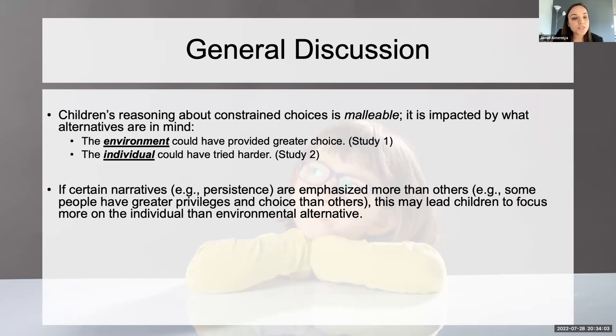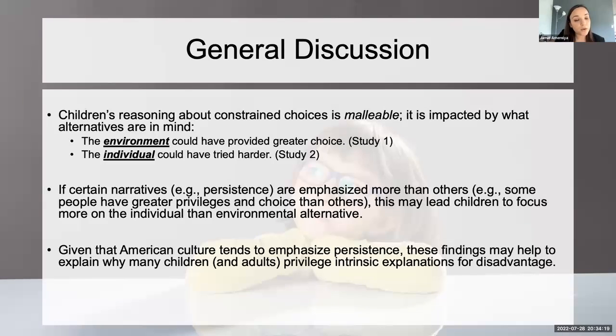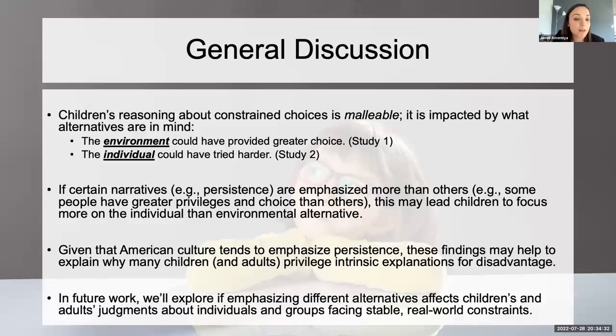And we conclude that if certain narratives, such as persistence narratives, are emphasized on average more than others, such as narratives about some people having greater privileges or choice than other people, this may lead children to focus more on the individual than the environmental alternative. And given that American culture tends to emphasize persistence, these findings may help to explain why many children and adults privilege intrinsic explanations for disadvantage and group differences. So in future work, we'll explore if emphasizing different alternatives in this way affects children's and adults' judgments about individuals and groups facing stable real-world constraints.